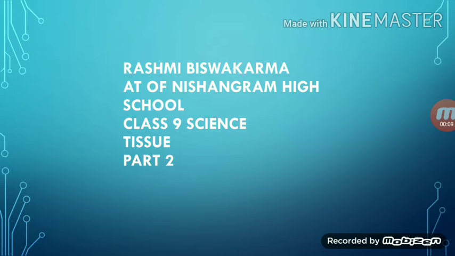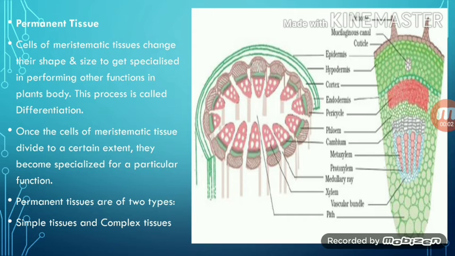Today we are going to discuss part second video of tissue of class 9 science, permanent tissue. We have already discussed about meristematic tissue. Today we are going to discuss permanent tissue.